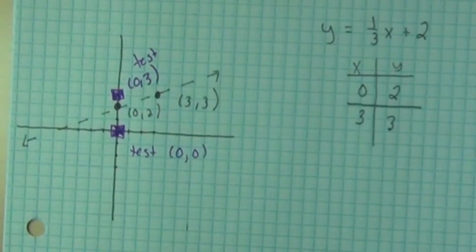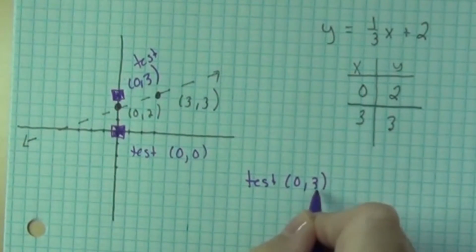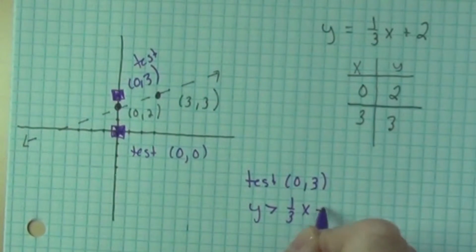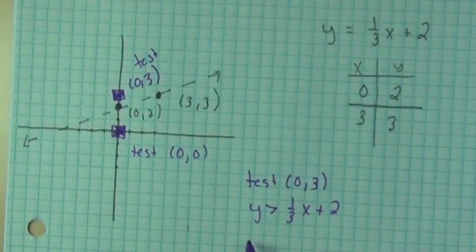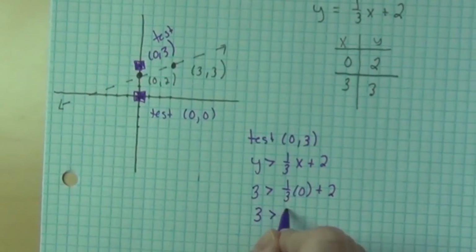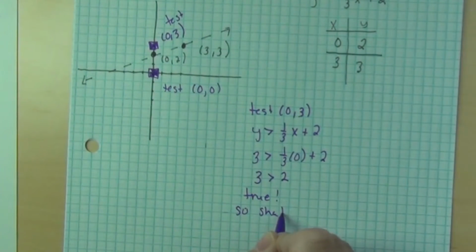Of course, we have to go back to the original inequality when we do our test. So when I test 0, 3, I have y is greater than 1/3 x plus 2. When I substitute that in, I'm going to get 3 is greater than 1/3 times 0 plus 2. That gives me 3 is greater than 2. That is true. So I'm going to shade this side.